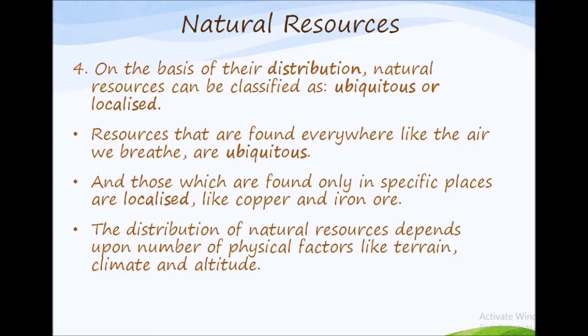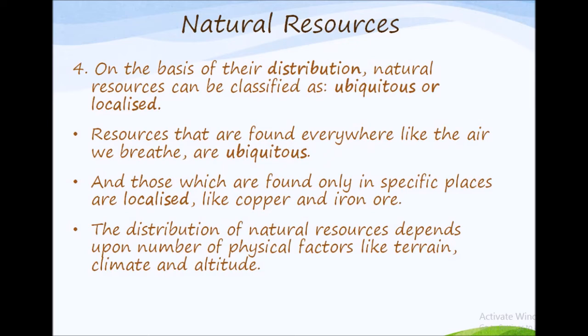The last factor based on which natural resources are grouped is their distribution. For example, some resources can be ubiquitous, which means they are present everywhere, like the air we breathe. On the other hand, some resources can be localized, which means they are found in a specific place or region, like copper and iron ore.